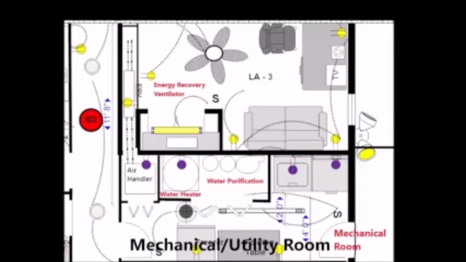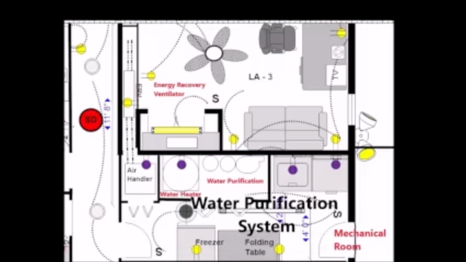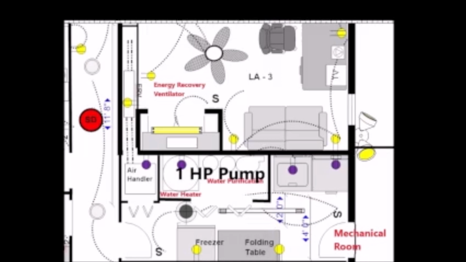There were two more items that we added value to the house, both in the mechanical room. One was a water purification system. It was a Pentair Pelican system. And the other item that we added was a 1 horsepower pump. We increased the pressure inside from 35 psi to 65 psi.